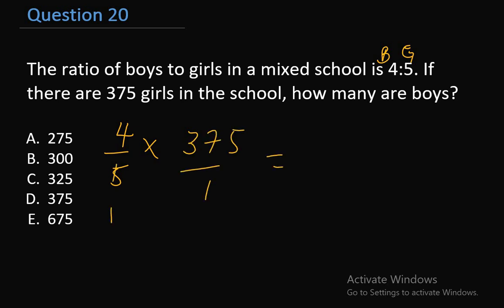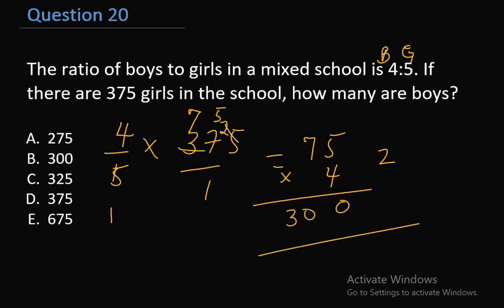5 into 5 is 1, 5 into 37 is 7, remainder 2, 5 into 25 is 5. So 75 times 4. 4 times 5, 20, 0 carry 2. 4 times 7, 28 plus 2, 30. So we have 300 boys.